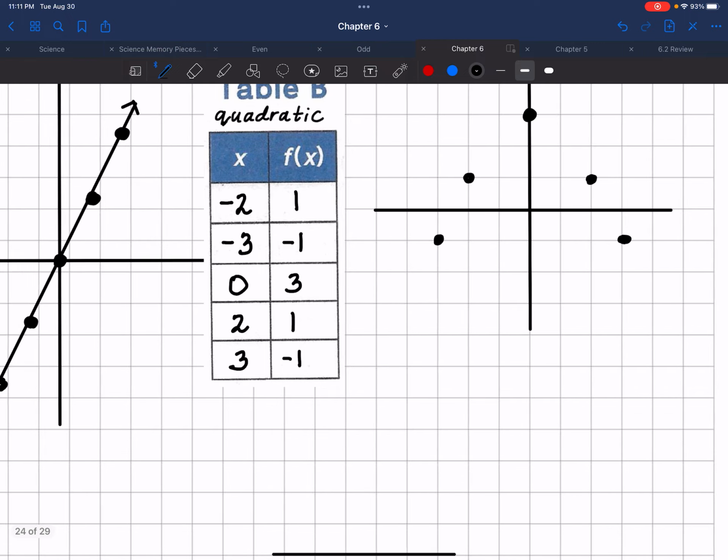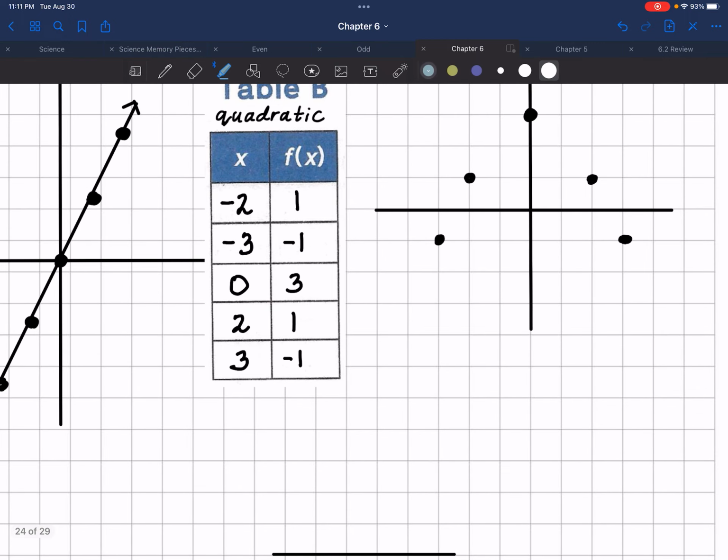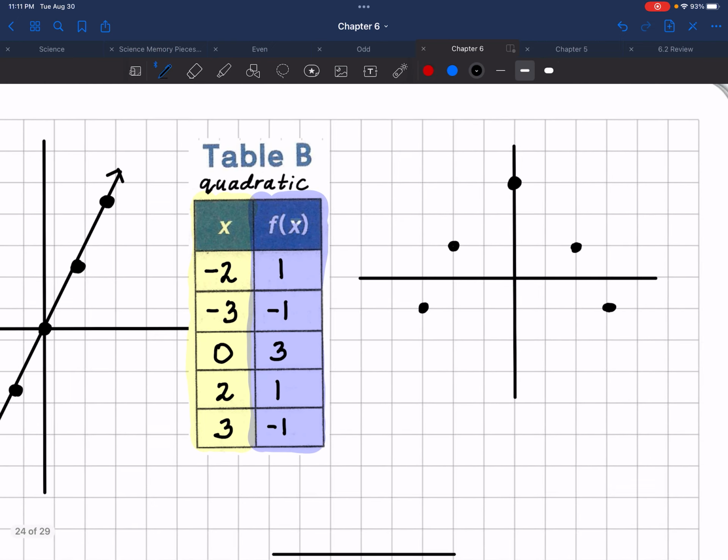Okay, so first of all, let's look to see if we have a function. All the x's are unique. So yes, we have a function. Is it 1 to 1? No, because the negative 1 is in there twice. So is the positive 1. But with quadratics, remember, they're not going to be 1 to 1.